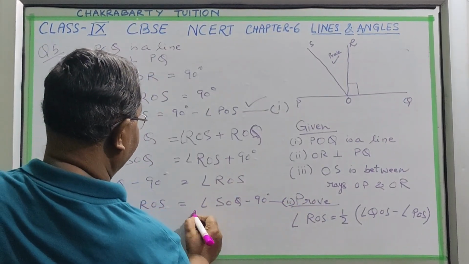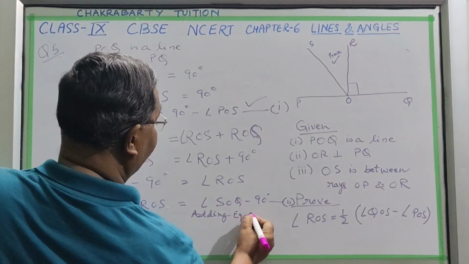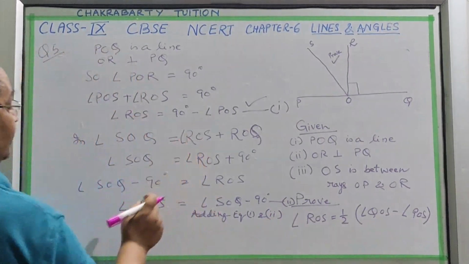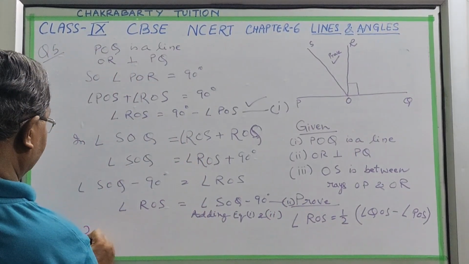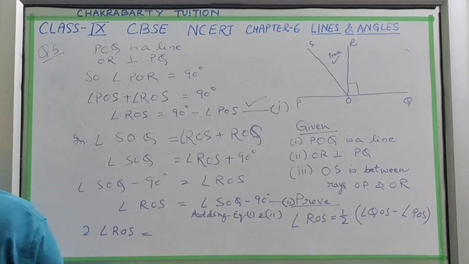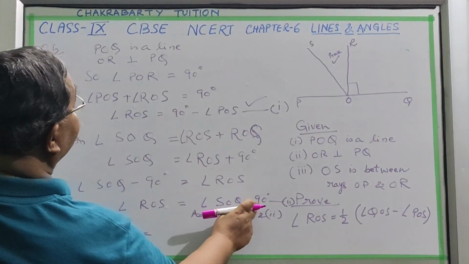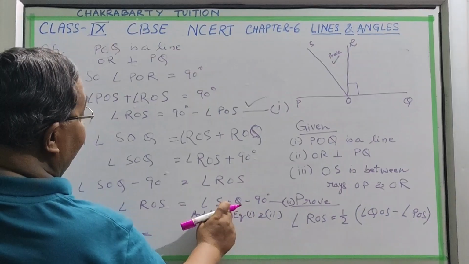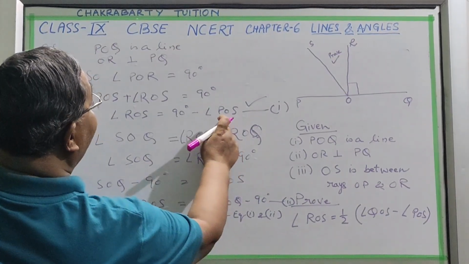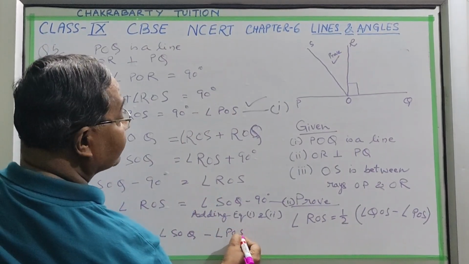Now adding equation 1 and 2, what will we get? 2 ROS, it will become 2 angle ROS. It will be equal to what will remain? Plus 90 is plus and minus 90, so it will strike off. Angle SOQ will remain, minus angle POS.